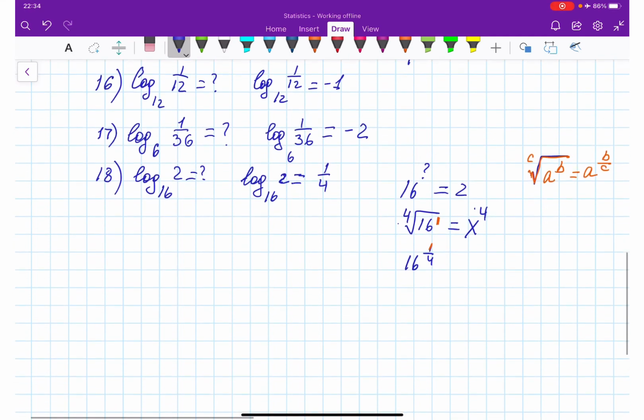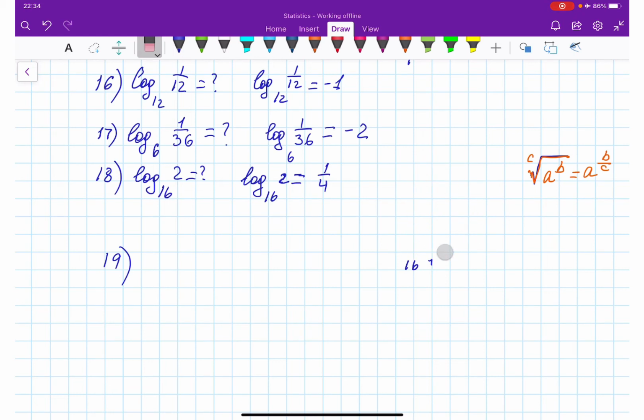Next one, question number 19. Let me clean this. Question number 19. Now we need to evaluate log 2 to power 8 by base 2. So 2, I have to raise to what power to get 2 to power 8? Obviously, I have to raise to power 8, right? So look what we get. 2 to power 8, right? Okay, question number 20.